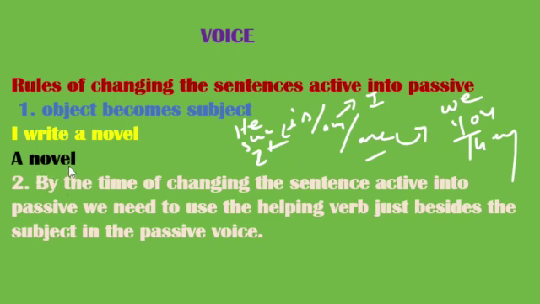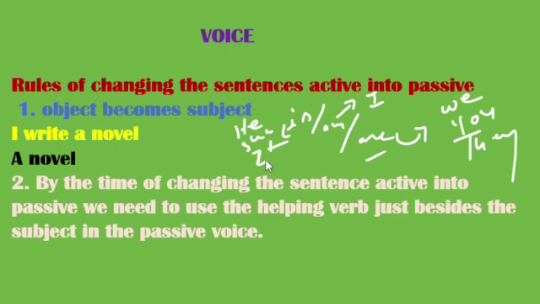But actually, what is a noun? A noun is... what is a novel? A novel is a noun. So a novel is a noun, but what is the pronoun of a novel? The pronoun of a novel is it. So what is it? It is third person singular.